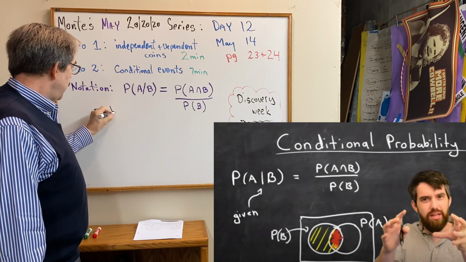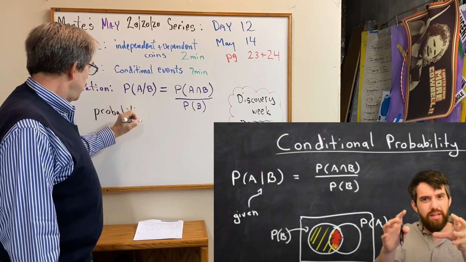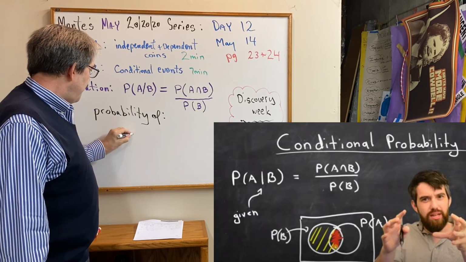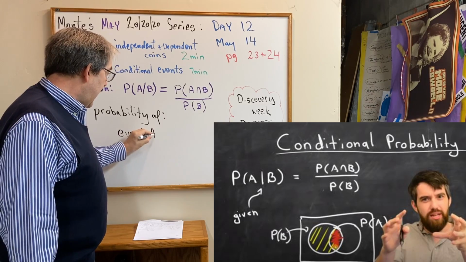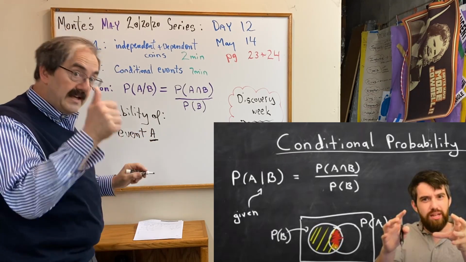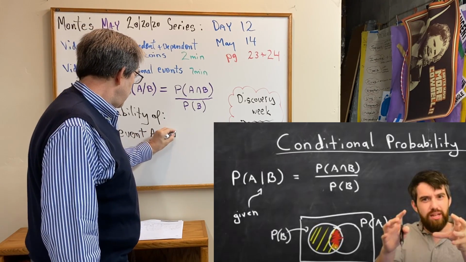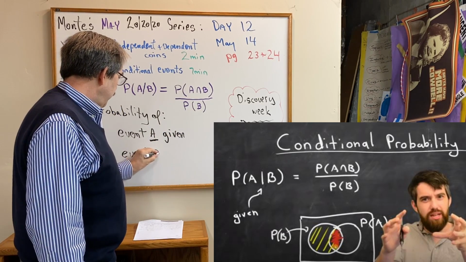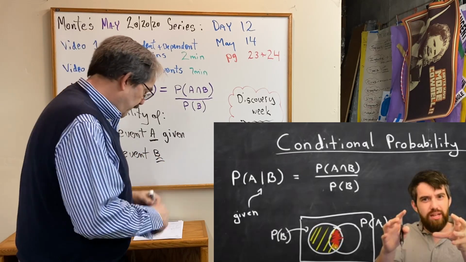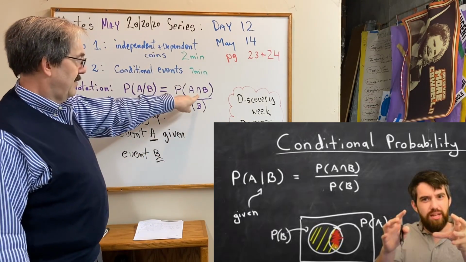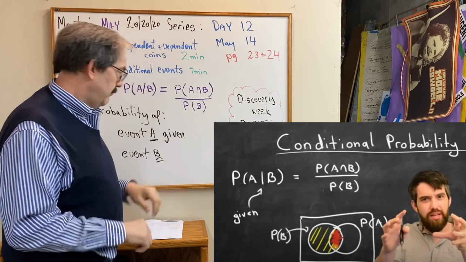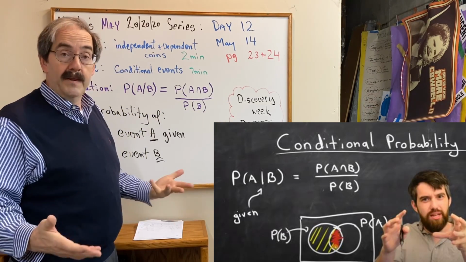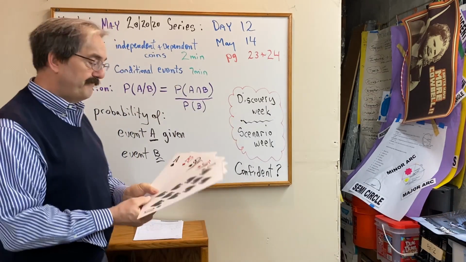The probability of event A given event B. Okay? Now, it looks confusing. What's all this? Whoa. But we've done this. For 2 weeks, we've been doing this. So, this is what it says.